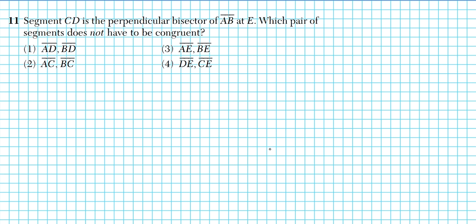All right, let's take a look at question 11. It reads, segment CD is the perpendicular bisector of segment AB at E. Which pair of segments does not have to be congruent? So in this case, what we're going to do is give ourselves a visual so we can label it completely and determine which sides are congruent. So let's start with segment AB.